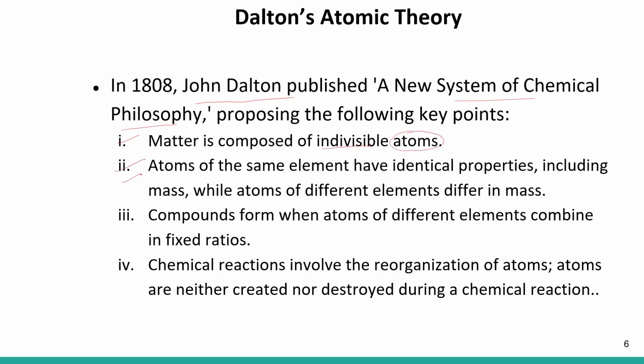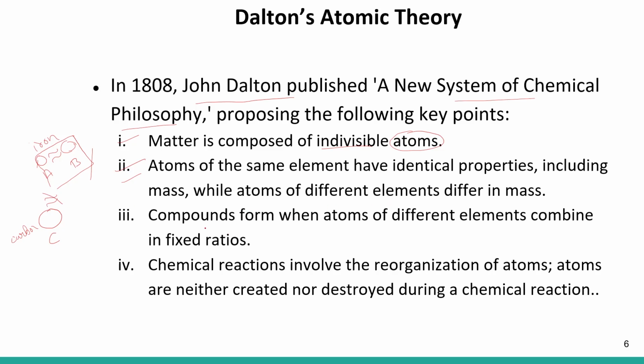And atoms of the same element have the same properties. Suppose I have an atom of iron, say A, and another atom of iron, say B. So A will be equivalent to B, meaning all the properties regarding mass, chemical properties and physical properties will be the same. Now suppose we have a different atom, C, an atom of carbon. This atom C and atom A will not be equivalent. I will put a non-equivalent sign here.